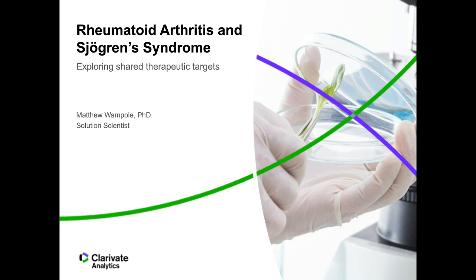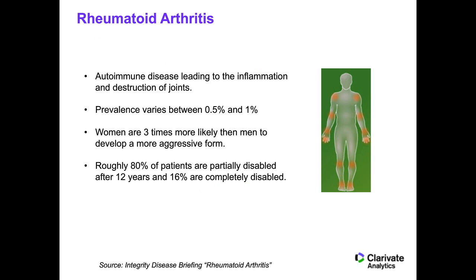Now to start, let's look at a little background about rheumatoid arthritis. This disease is an autoimmune disease where the immune system attacks the joints. It causes inflammation and painful swelling. Without treatment, it can lead to bone erosion and deformity. Studies have indicated that in developed countries, the prevalence of rheumatoid arthritis is between 0.5% to 1% of the adult population. Of those affected, women are 3 times more likely to develop rheumatoid arthritis than men. And even with treatment, roughly 80% of these patients become partially disabled after 12 years, and 16% are completely disabled. This makes finding new targets to treat rheumatoid arthritis a major need in preventing the pain and suffering of these patients.